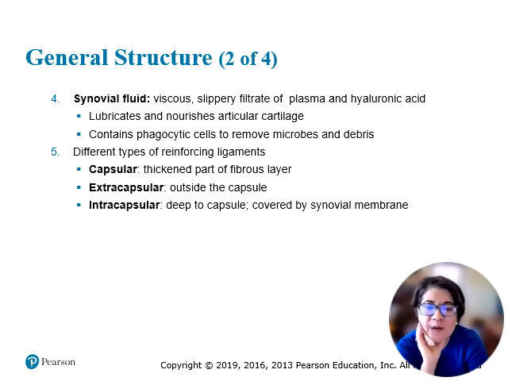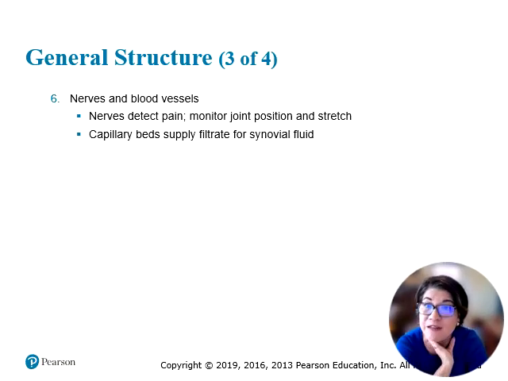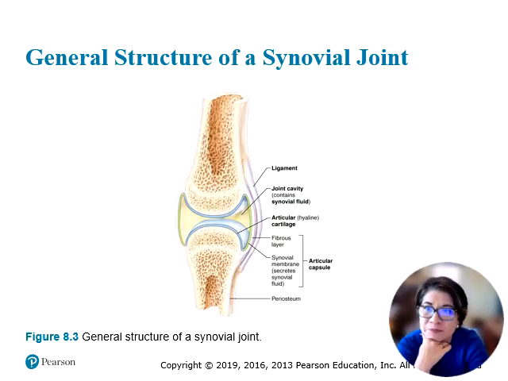And then you have reinforcing ligaments too. So you have capsular ligaments, extracapsular, and intracapsular. Then finally you have nerves and blood vessels. The nerves detect pain, so if you've ever hurt a joint, it's very painful. And then you have capillary blood that supplies the synovial fluid, but there's not a lot of blood flow to these. So that's why joints have such a difficult time healing.